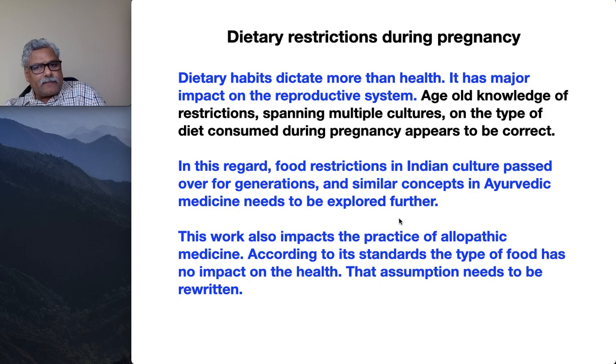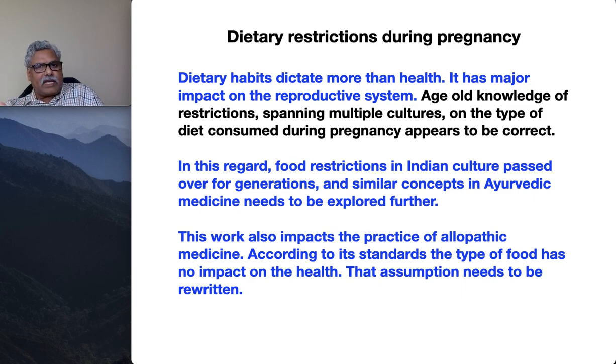But when you look at allopathic medicine, this work also impacts its practice. According to its standards, the type of food has no impact on health. That assumption needs to be rewritten. Allopathic medicine is based on the current existing research. Previously, based on that, they are telling that whatever you eat has no impact on the gestation.